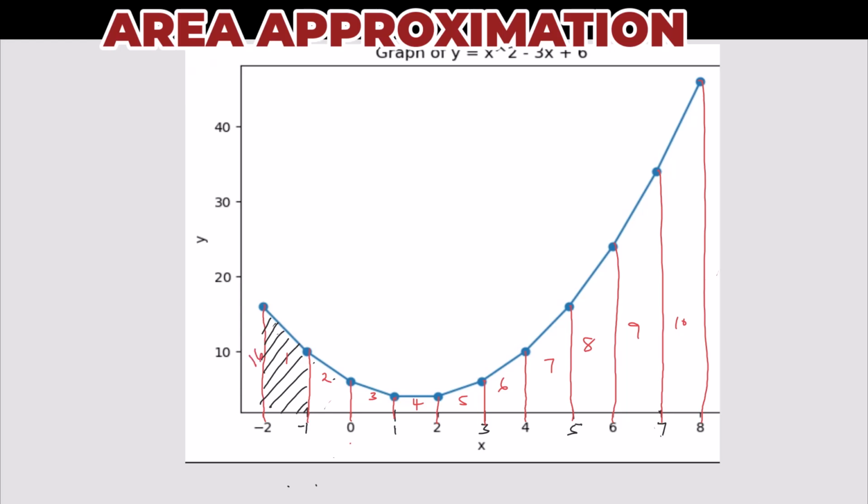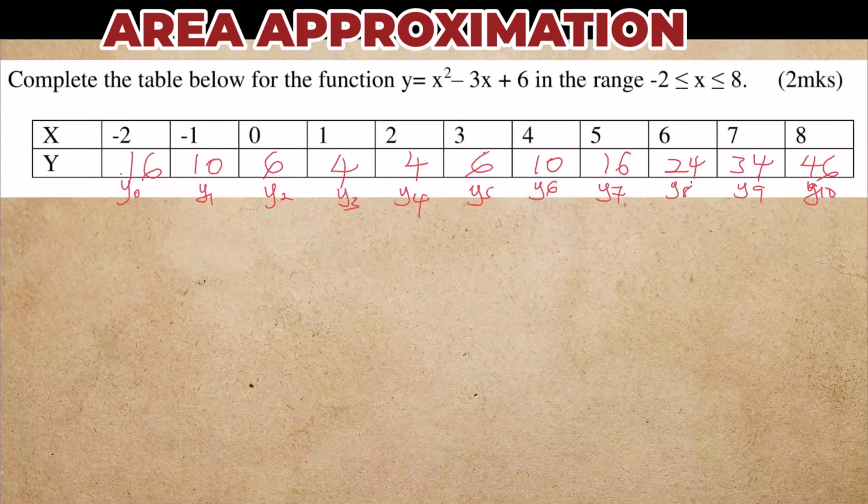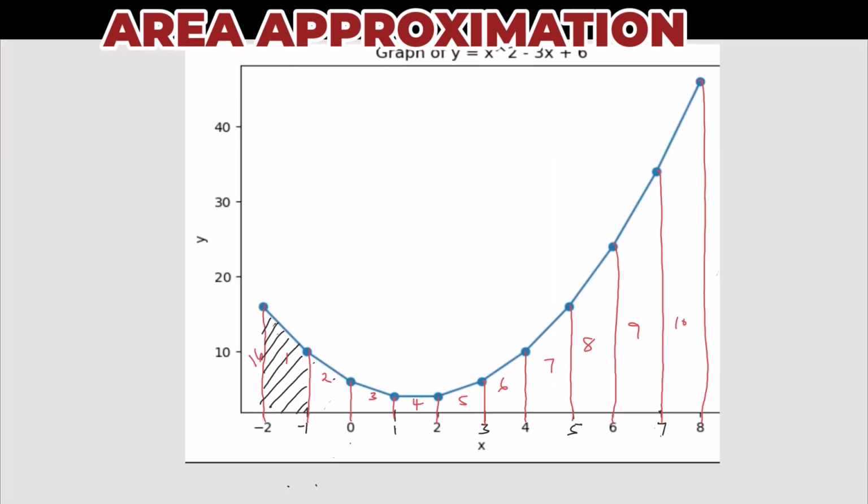Then you can go on and on when x is -1. So when x is -1, you can go on. When x is -1, it is 10. When x is -1, this height here is 10. And so on, up to the last one. When x is 8, what is that height? It is 40. We've got this one as 46. So those are the heights that you're going to use.